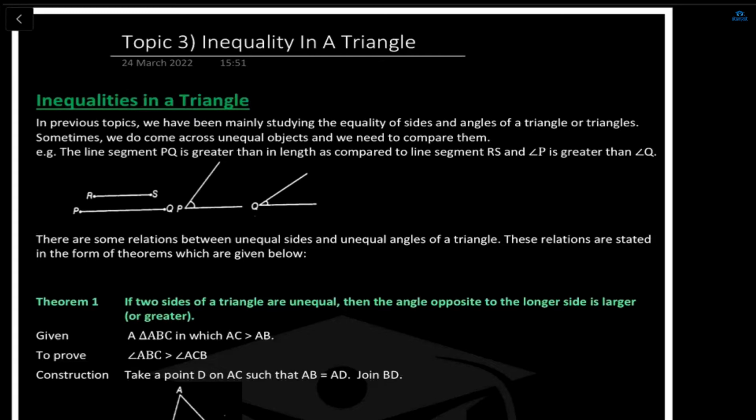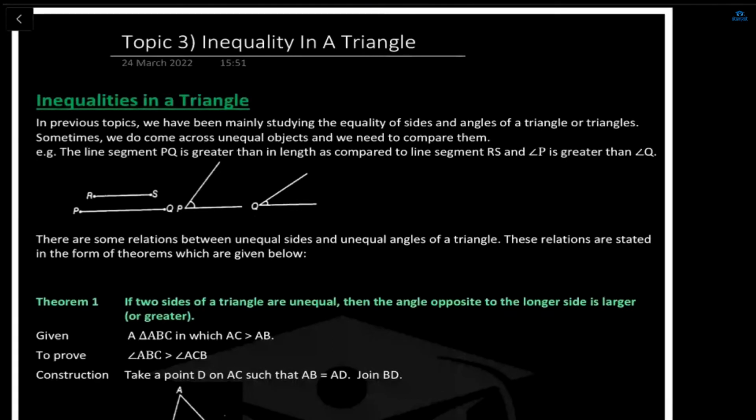Okay, now let's see the third topic, that is inequality in a triangle. Till now, we have learned about the congruency of triangles, meaning two triangles are equal. But it's not possible that all the triangles you see are equal. They may not be equal also. Unequal triangles you will find too. But if you see two unequal objects, there is a relation between them also. So we are going to study how you can relate two unequal triangles, what type of relation you can form between two inequalities, inequality in a triangle.